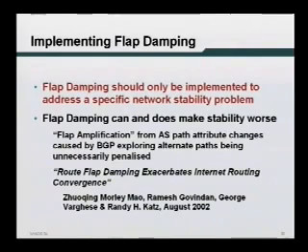They do some pretty interesting analysis work showing that flap damping can actually make things a lot worse than you expect. If you bounce a prefix just once, you can end up being completely suppressed for a substantially long time. So this is what people have called flap amplification. So you've got to be kind of aware of this.